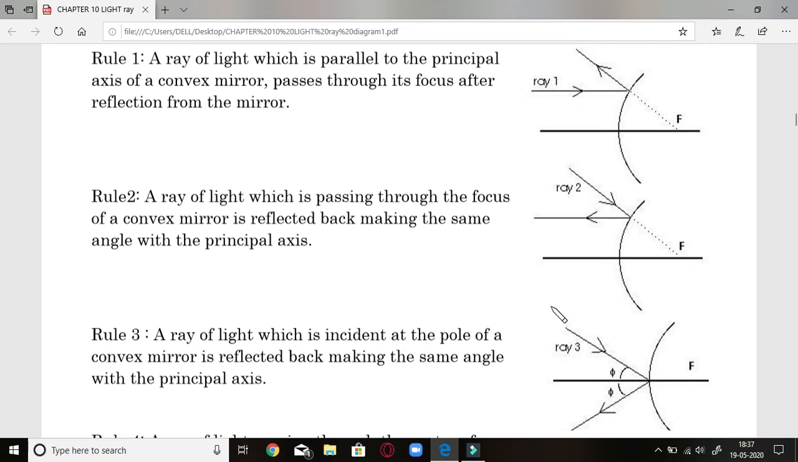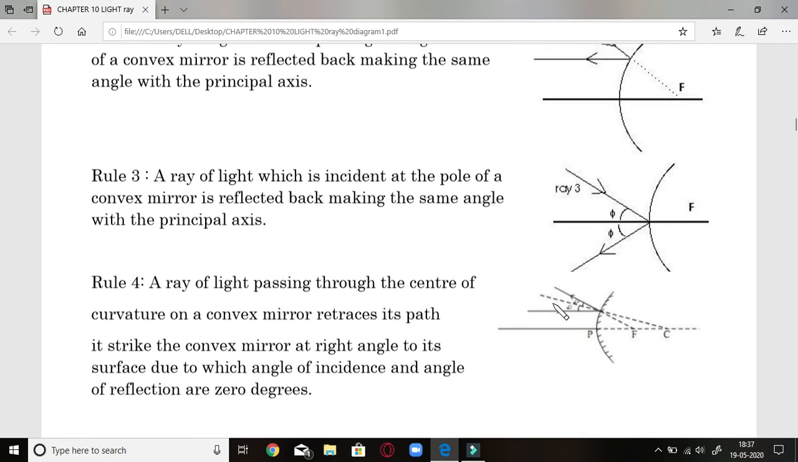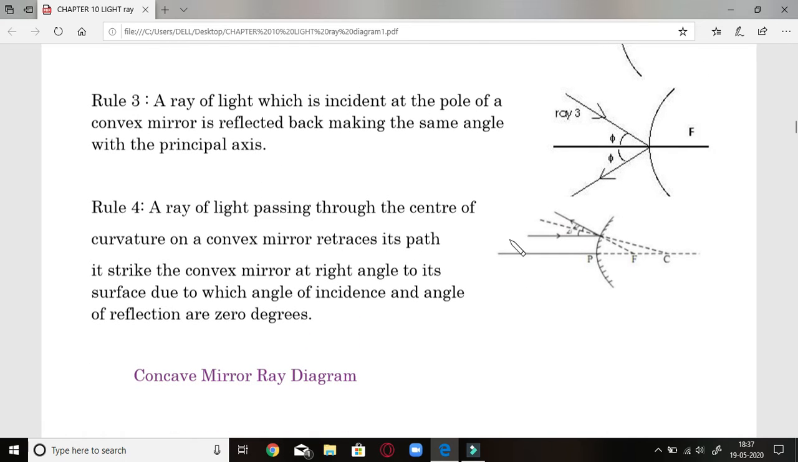Next, a ray of light which is incident at the pole of a convex mirror is reflected back, making the same angle with the principal axis. So this is the angle of incidence and the angle of reflection. Certainly they will be equal, and it is focused at the pole.